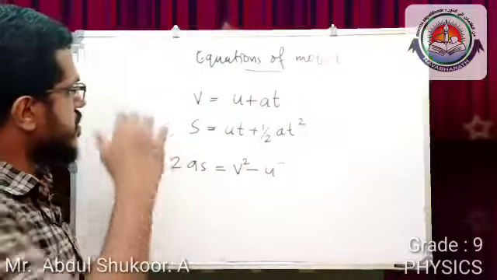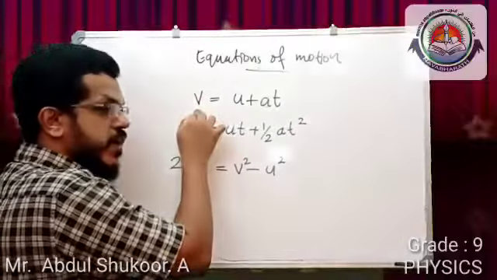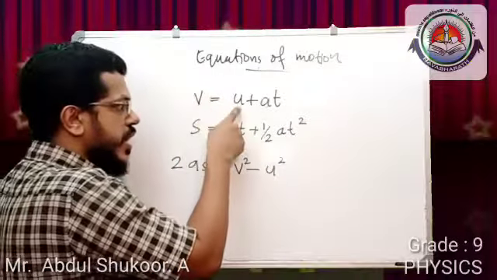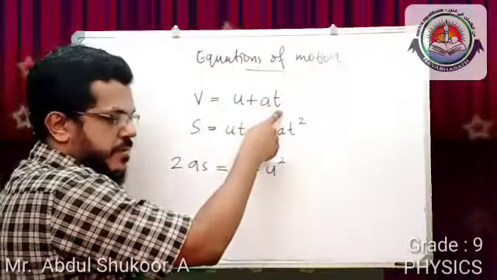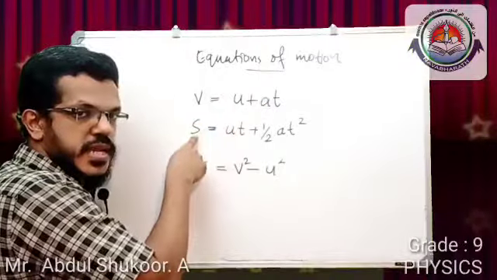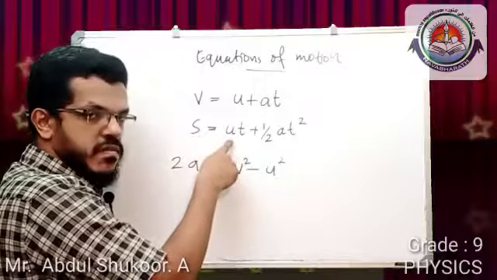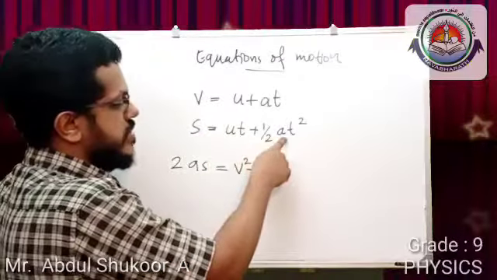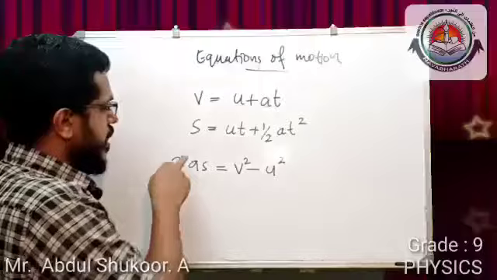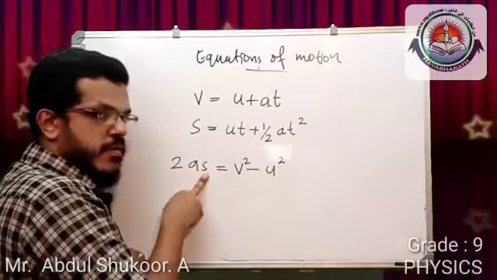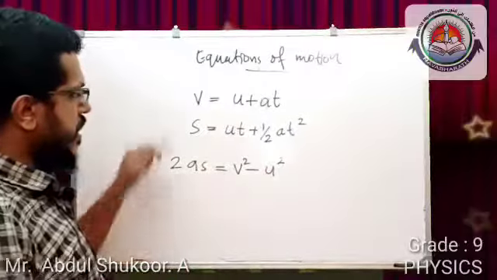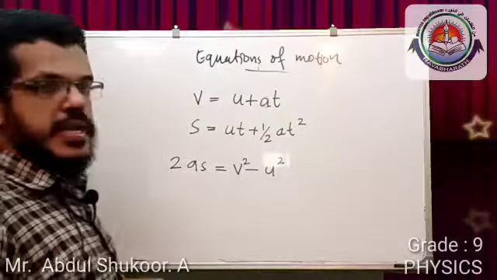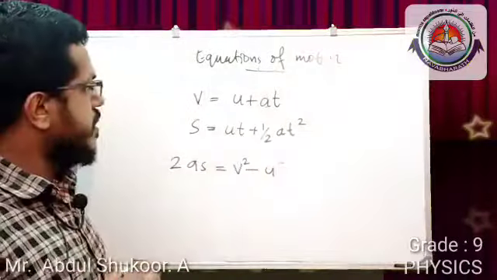What are the terms used here? In the first equation, v is the final velocity, u is the initial velocity, a is the acceleration, and t is the time. In the second, s is the distance traveled by the body, u is the initial velocity, t is time, a is the acceleration. In the third, a is the acceleration, s is the distance traveled by the body, v is the final velocity, u is the initial velocity.